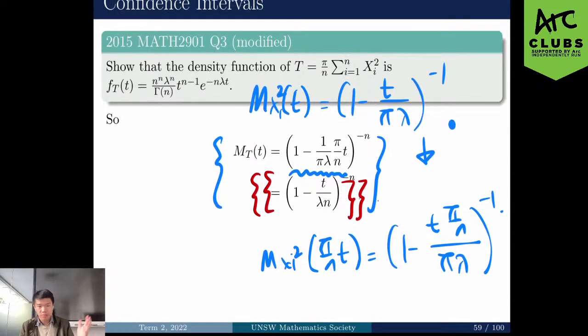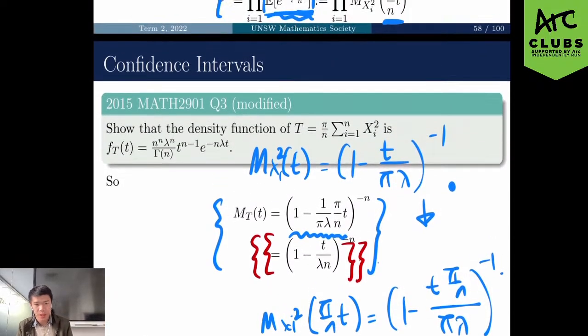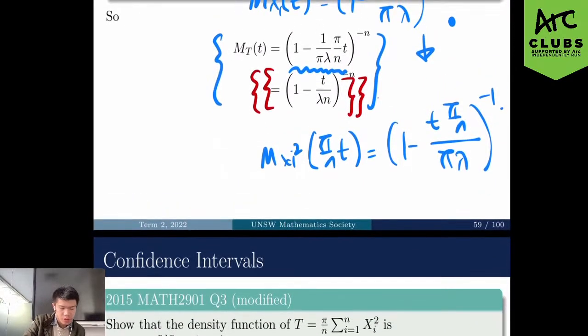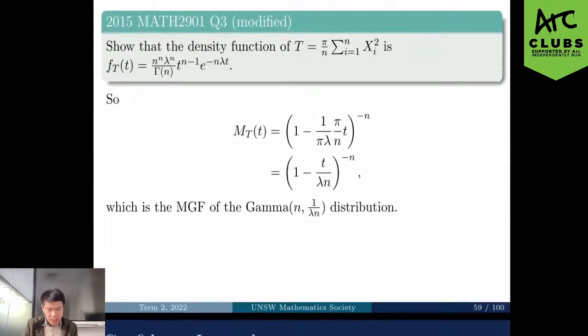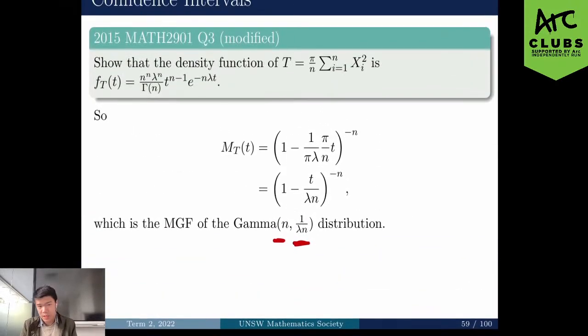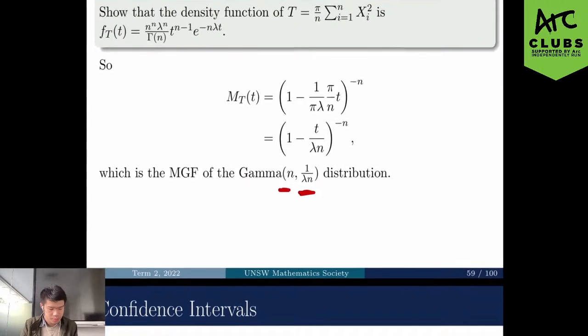Right. So again, we didn't go through that thoroughly because this is stuff we learnt about last time, but you end up with this thing over here. And that is the MGF of the gamma n, 1 on lambda n distribution. If you have any questions, you can write it in the chat and we can go over it after. But basically that's just what we did last time, so I won't go too much into it.